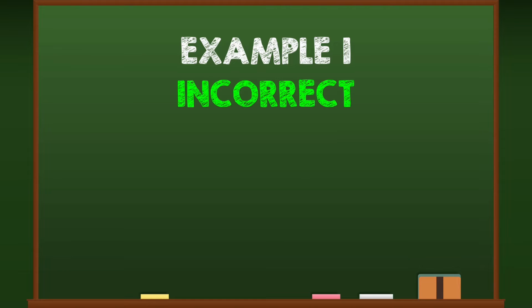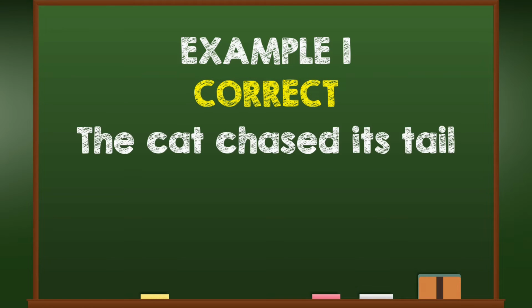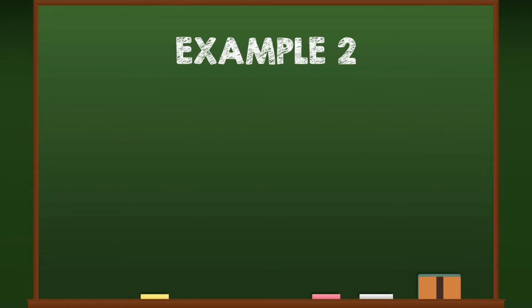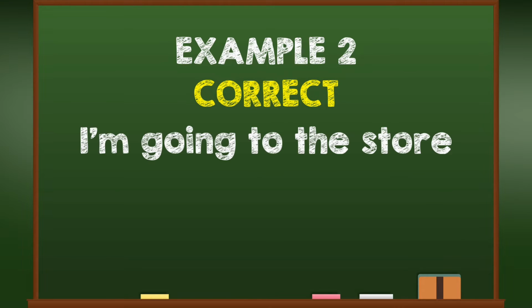Example 1. An incorrect example. The cat chased it's tail. Here's a correct example. The cat chased its tail. There's no apostrophe there. It's not needed. Example 2. Incorrect. Im going to the store. There's no apostrophe. The correct version, I'm, has an apostrophe. I'm going to the store. And you can see the apostrophe there between I and M.